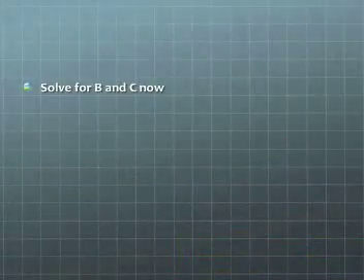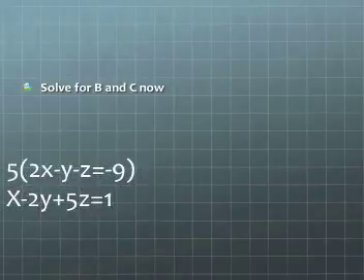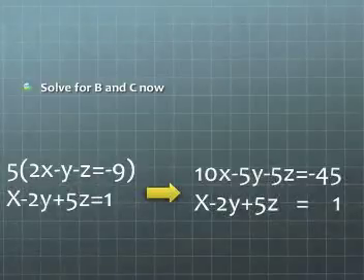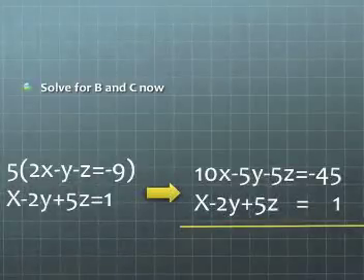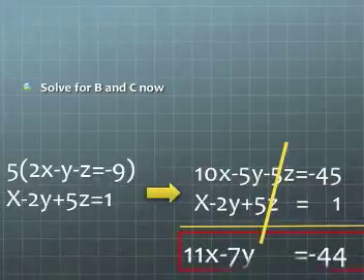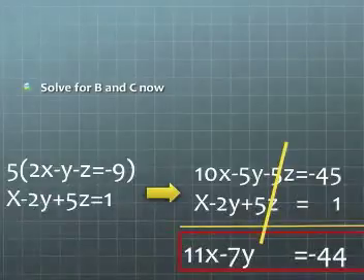So now we solve for b and c using the same method. Since we took out z already, we have to do the same for this set as well. The same method is applied in here. Multiplying the b equation by 5 will balance off the z coefficients and they can be cancelled off in the sum. As you see here, negative 5z and 5z will cancel out in the sum, because one of them is negative and the other is positive. And I got 11x subtract 7y equals negative 44.